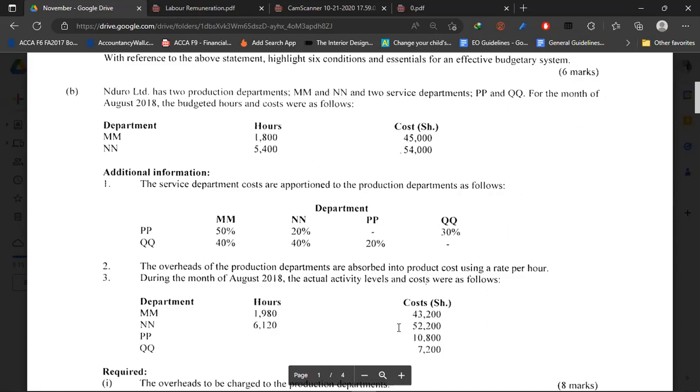Additional information. The service department costs are apportioned to the production departments as follows. For PP, we have Department MM, Department NN, Department PP, and Department QQ. In MM, we are having 50%. NN, we have 20%. PP has nothing. QQ has 30%. Continue.